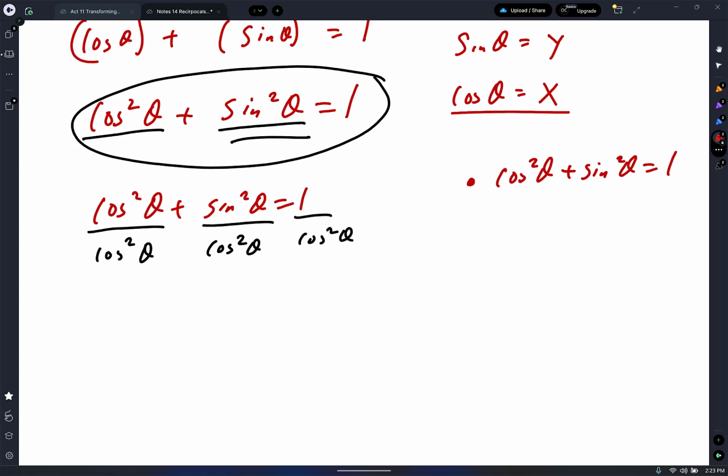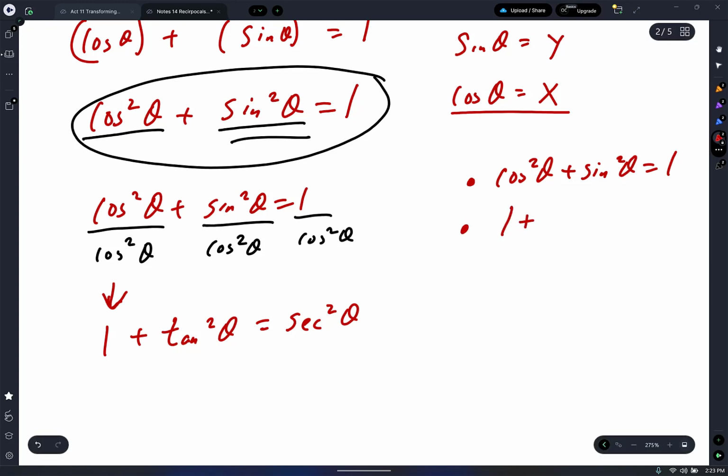Cosine squared over cosine squared, that's 1. Plus sine squared over cosine squared. Well, sine over cosine is tan, and because I have a square, put a square on it. And then 1 over cosine, that's just secant, and because cosine has a square on it, put a square. And that's my second bullet. So go to the second bullet and write 1 plus tan squared theta equals secant squared theta. This is called a Pythagorean trig identity.